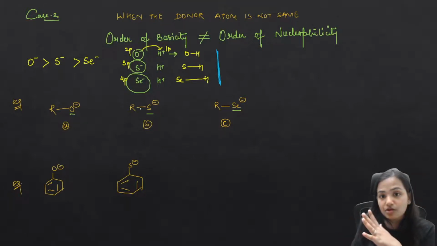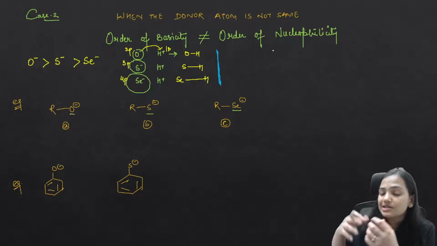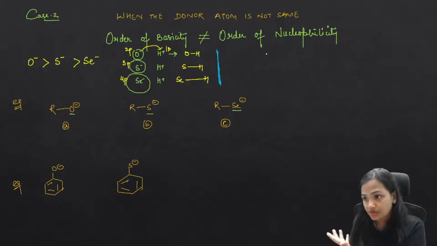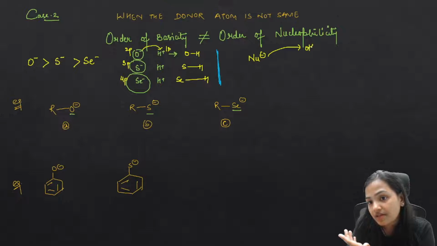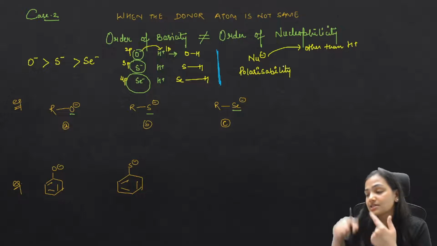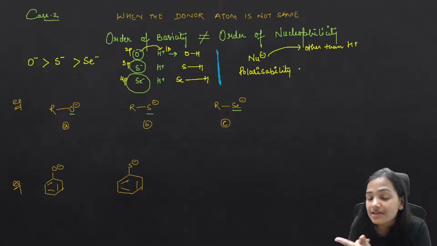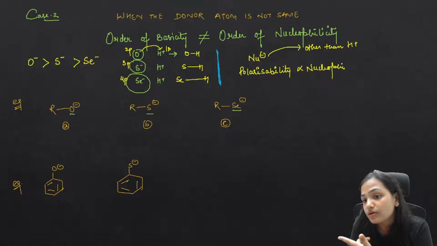let me tell you. So nucleophilicity is basically the polarizability. Okay, you know that nucleophiles have to attack over other than H positive. They have to attack over other than H positive. So if their polarizability increases, the nucleophilicity increases. So basically polarizability is directly proportional to nucleophilicity. I hope you know what polarizability is.